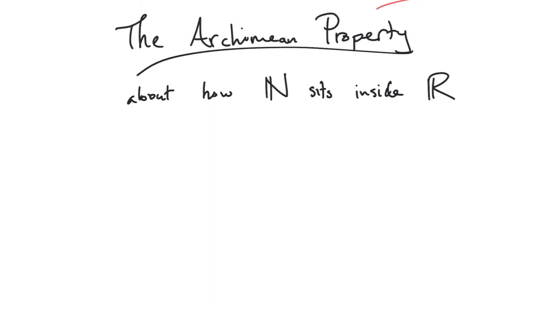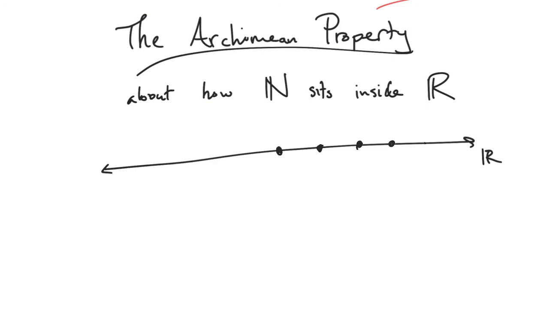The Archimedean property is meant to express a fact that everybody knows. This is about how the natural numbers sit inside the real numbers. Because you've been coached from a very young age, you think of the real numbers as being a line, which is a correct view of the real numbers. You think of the natural numbers as sitting inside that line, sort of evenly spaced like this, right? These are the whole numbers.